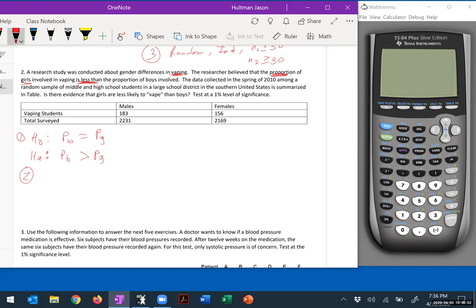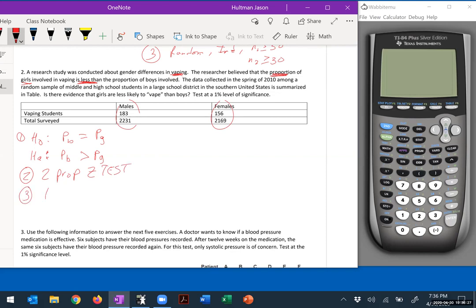What type of test is this going to be? Well, I have 2 categories, right? So this is a 2 prop. And when we use proportions, do we use Z's or T's? Yeah, we use Z's. So 2 prop Z test. That's the test here that we're going to use.